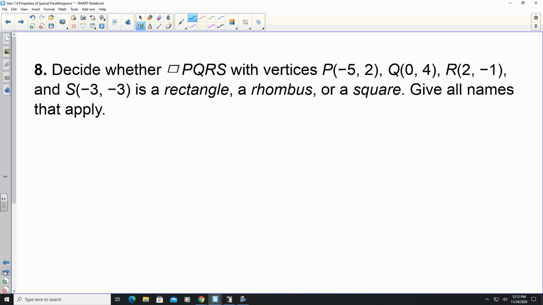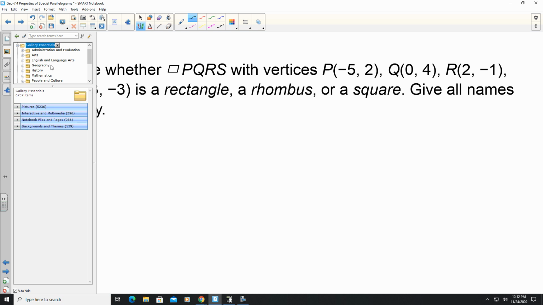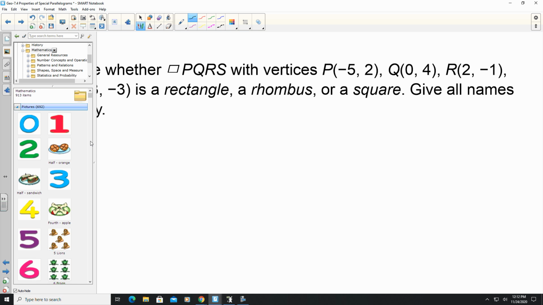Here it says they want you to decide whether parallelogram PQRS with vertices (-5, 2), (0, 4), (2, -1), and (-3, -3) is a rectangle, rhombus, or square. Give all names that apply. So let me get a graph here.